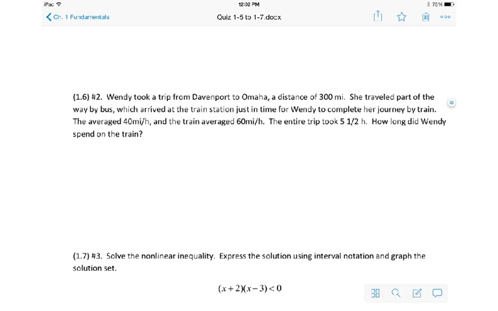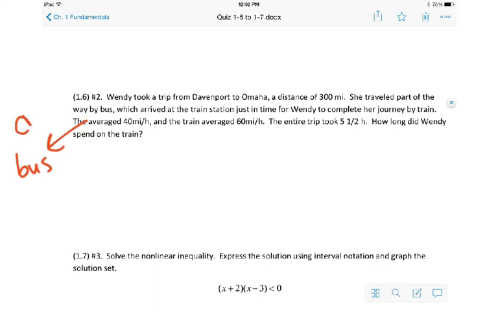And it should have said the bus averaged, but if you knew it was the train that averaged, you could figure it out. The other one must be the bus. The bus averaged 40 miles per hour and the train averaged 60 miles per hour. The entire trip took 5.5 hours. How long did Wendy spend on the train?